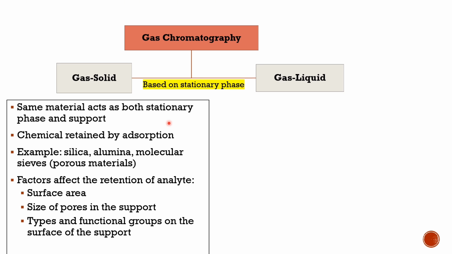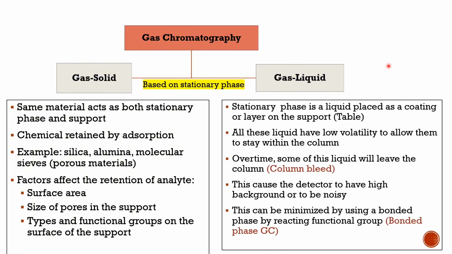So the factors that affect the retention in this kind of chromatography are the surface area of the column, the size of pores in the support, and the types and functional groups on the surface of the support. The other way of interaction is between gas and liquid, where the stationary phase is a liquid placed as a coating or layer on the support.